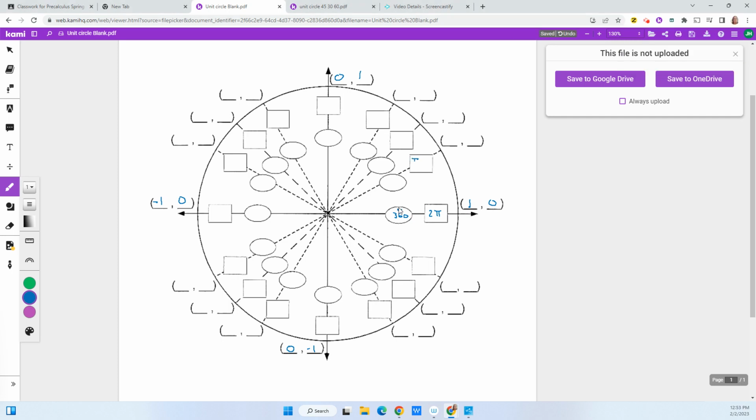And we can do this. Like we could go pi over 6. We could go pi over 4. Think about this. This is my 45. This is my 30. This would be 60, 90, right?